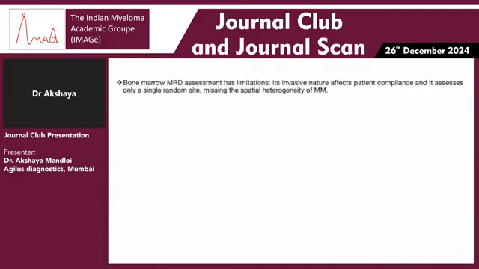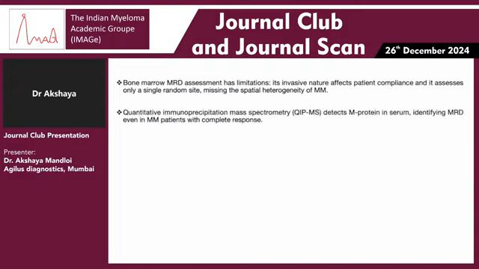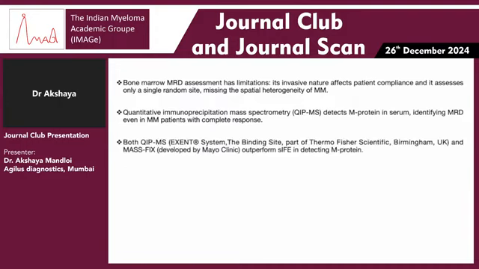So coming to the paper, just an overview. Bone marrow MRD assessment has its limitations. It's invasive and affects patient compliance, and also it only gives us assessment of a single random site and misses the spatial heterogeneity of multiple myeloma. Quantitative immunoprecipitation mass spectrometry, QIP-MS, on the other hand, detects M protein in serum and identifies MRD even in patients with complete response. And there are two broadly used methods for mass spectrometry.